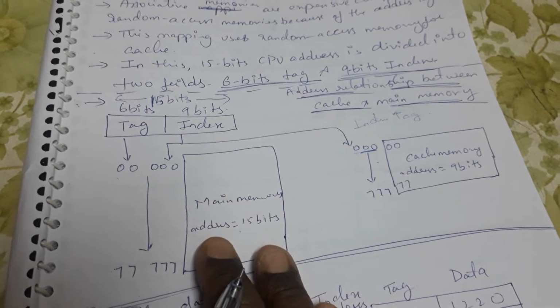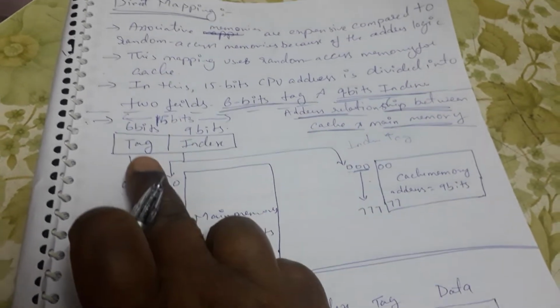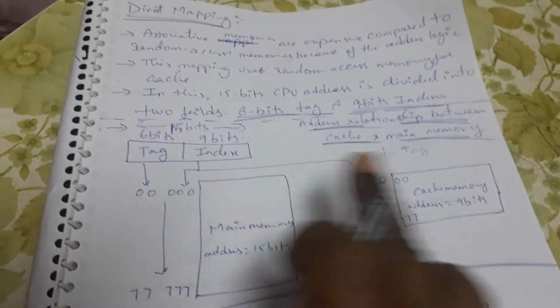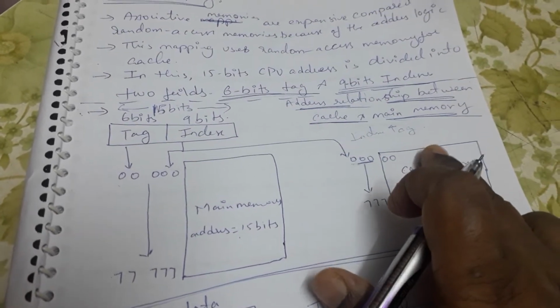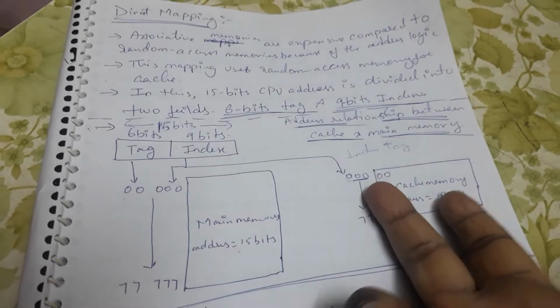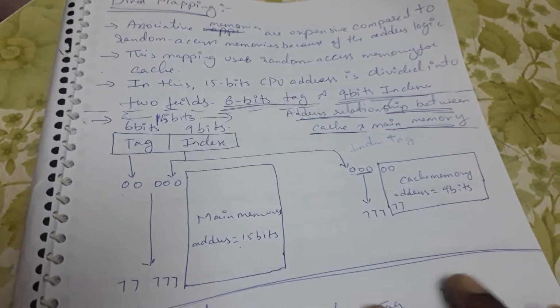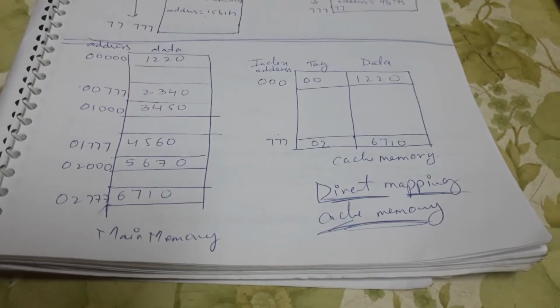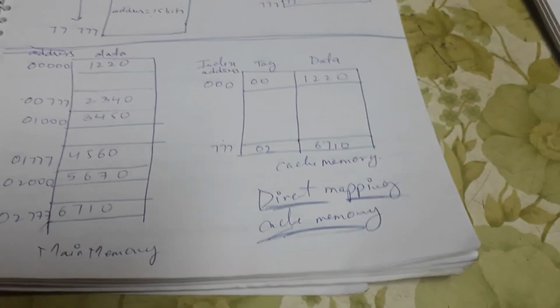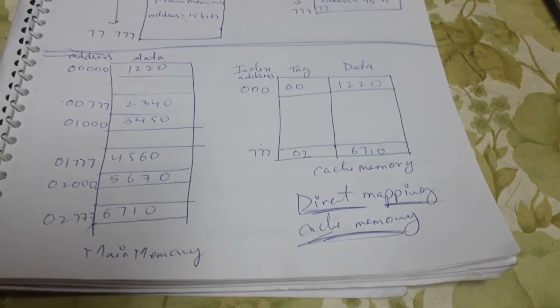The CPU address is saved in terms of tag index, whereas in cache memory it is saved as index tag. Whatever content is there has just been reversed here. So let us go ahead and take one practical example and see. This is direct mapping in the cache memory.